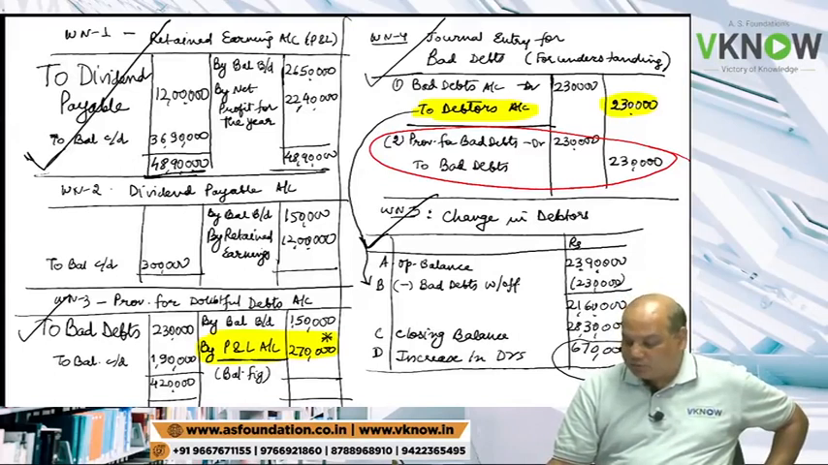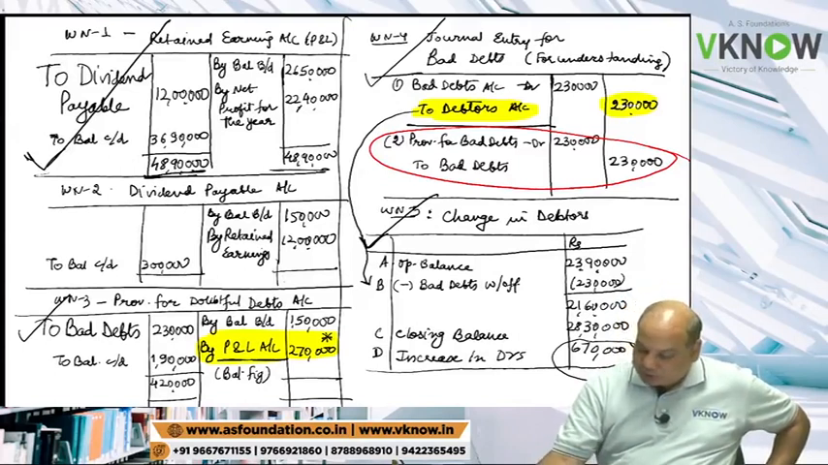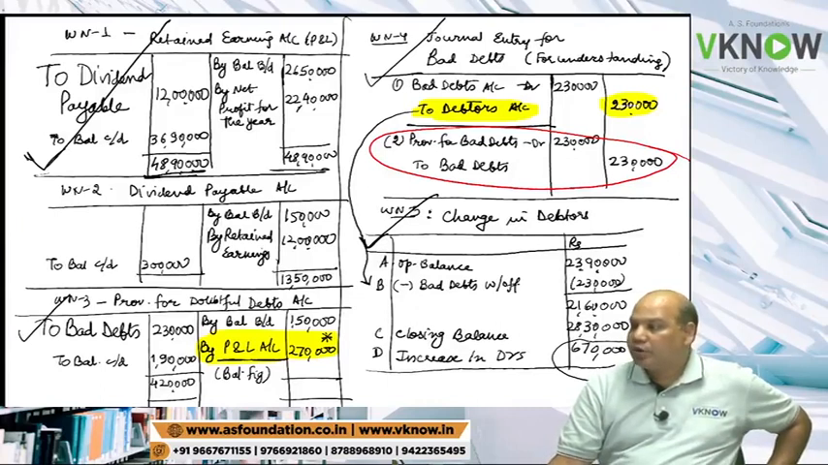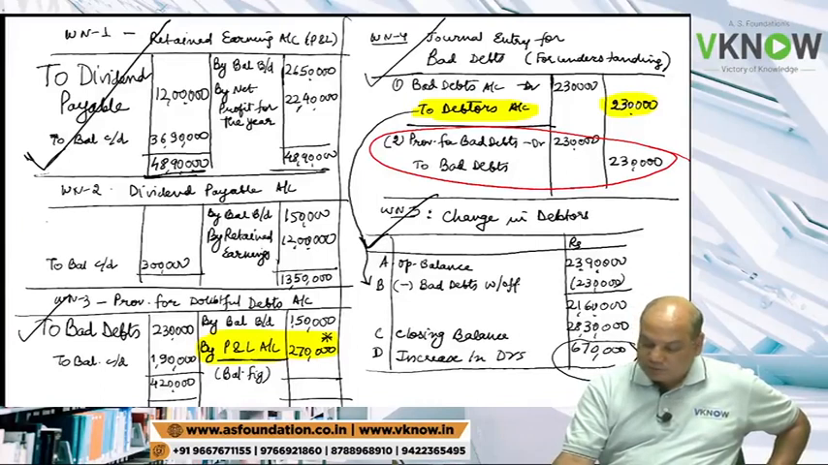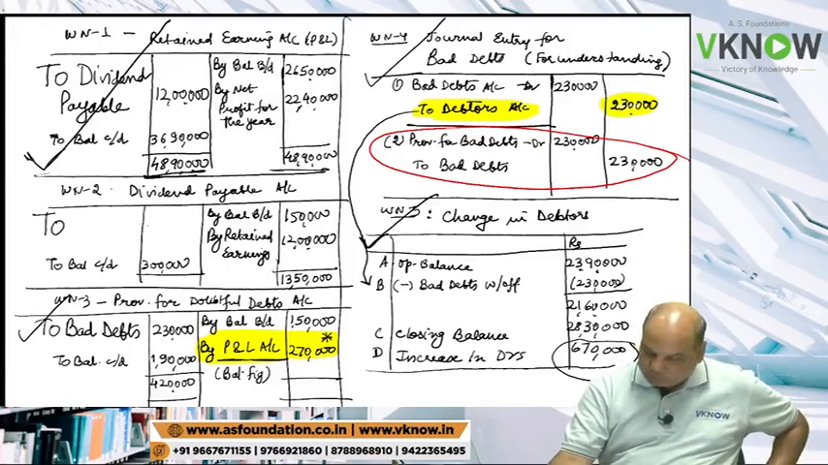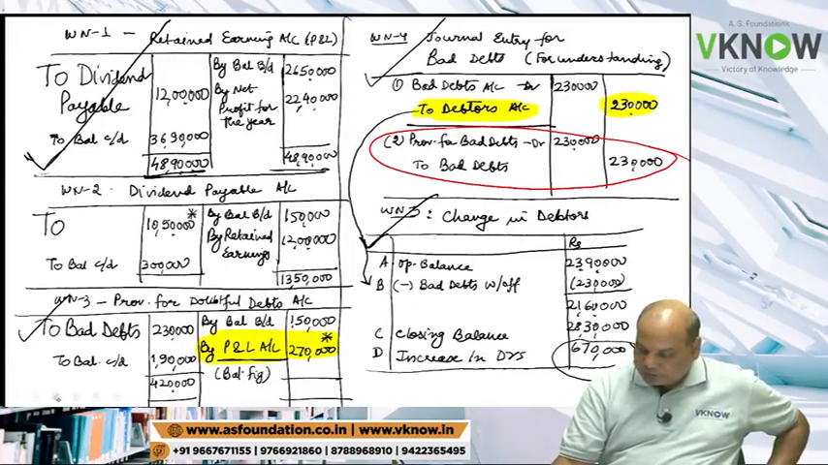Dividend payable account, check whether it is tallying. Credit side total is 13 lakh 50,000. On the debit side there is some missing figure. 1350 minus 3, so 10 lakh 50,000 is the balancing figure here.